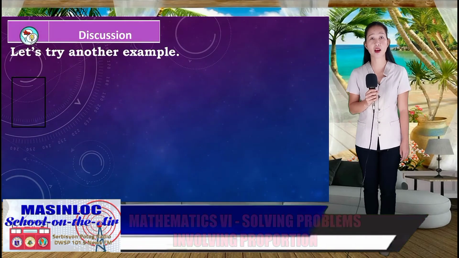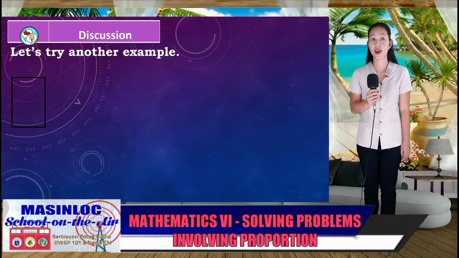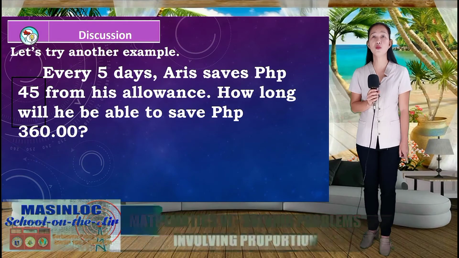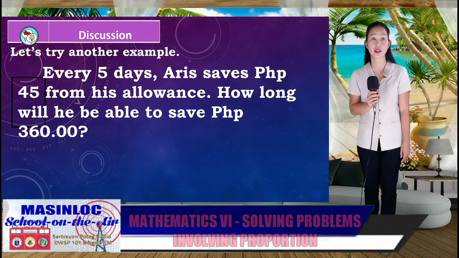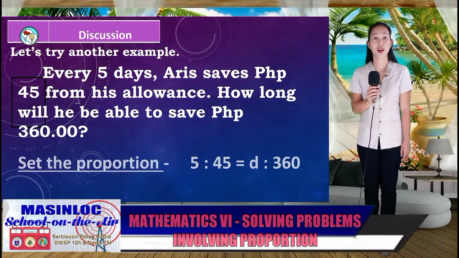Let's try another example. This time, let us solve the problem together. Are you ready? Every 5 days, Ari saves 45 pesos from his allowance. How long will he be able to save 360 pesos? What are you going to do first? Very good! Set the proportion.